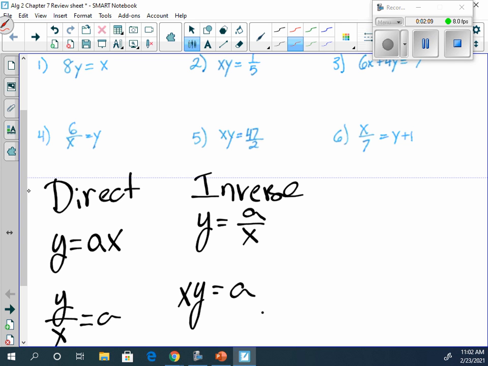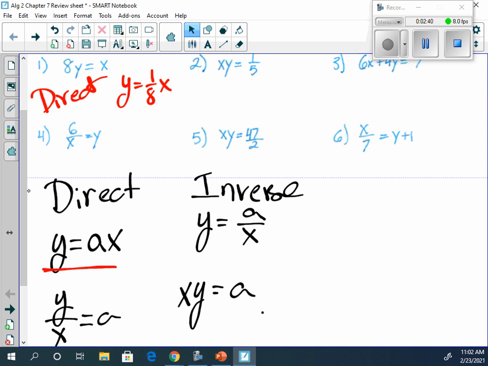So our first one here, 8y equals x. Well, this here is going to be direct, mainly because it kind of lines up with this here. Even though x and y are switched, it still works the exact same way. Now, we could solve for the value of y or get y by itself by dividing both sides by x. y equals 1/8 times x. And it's the same thing. It's in this direct variation. One's increasing as the other is increasing, or as one decreases, the other decreases.